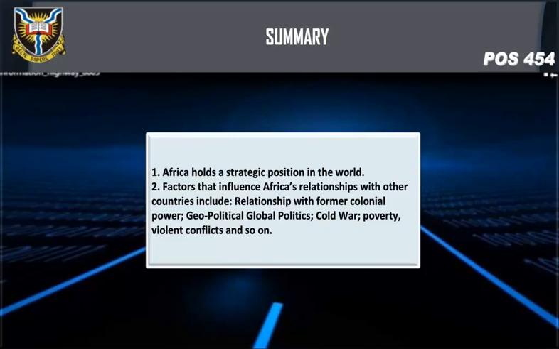Summary: Africa holds a strategic position in the world. Factors that influence Africa's relationships with other countries include relationship with former colonial powers, geopolitical global politics, the Cold War, poverty, violent conflict, and so on.